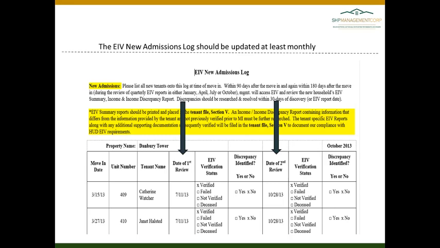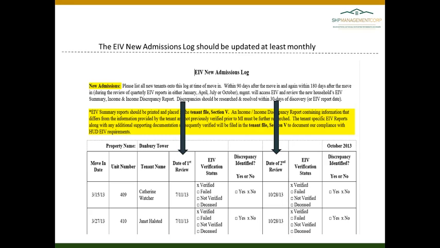At the top of the EIV new admissions log, which per our policy should be updated at least monthly, we have summarized what must be done for all new tenants within 90 and again with 180 days after the move-in. And we suggest doing this during the quarterly EIV reports in January, April, July, or October as a way of reminding everyone to run it.